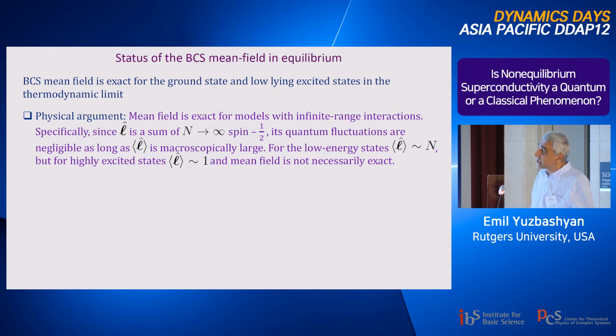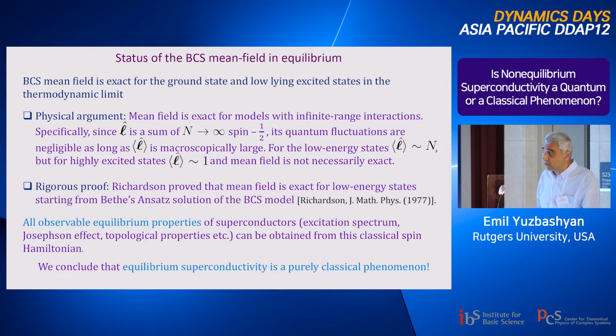First of all, we know that mean field is typically exact for models with infinite range interactions. Specifically, in this particular case, since the total spin is a sum of a large number of spin 1/2s, we expect its quantum fluctuations to be negligible compared to its average, as long as the average is macroscopically large. So for the low energy state, since the interaction is ferromagnetic, the average is of order N, and fluctuations indeed should be small. But on the other hand, for highly excited states, this average is of order 1, and mean field is not necessarily exact.